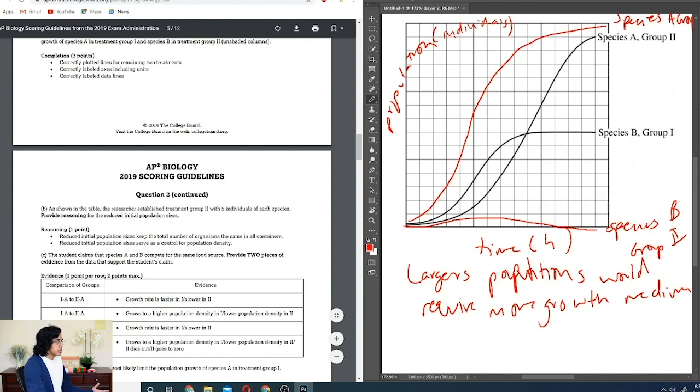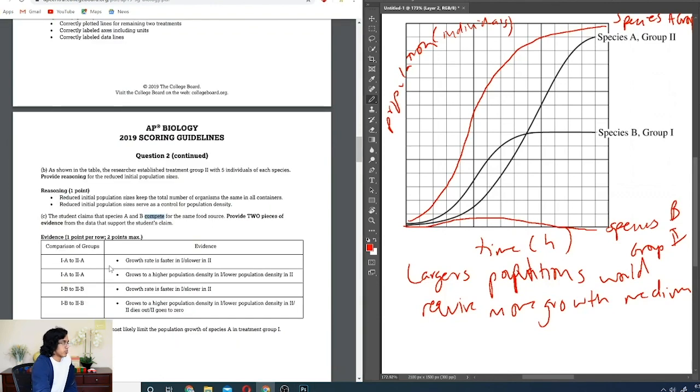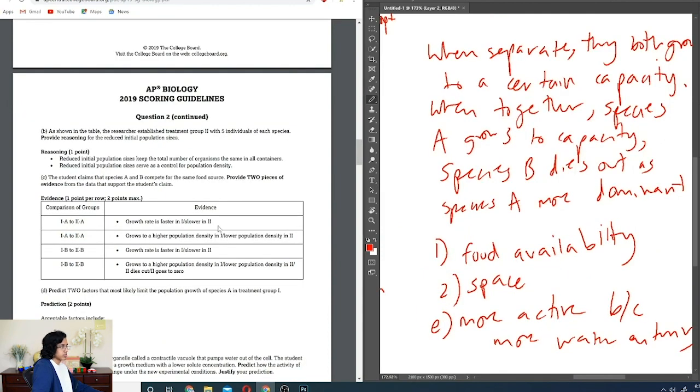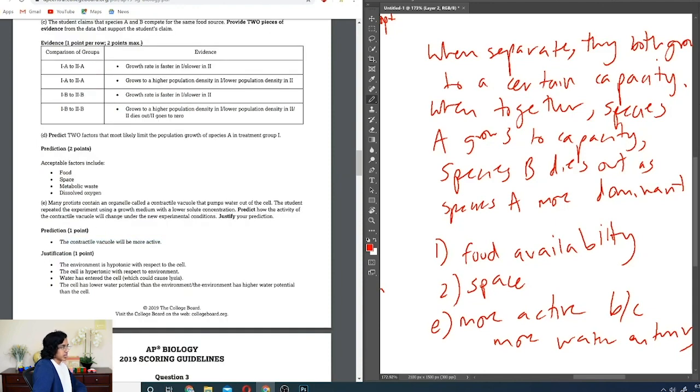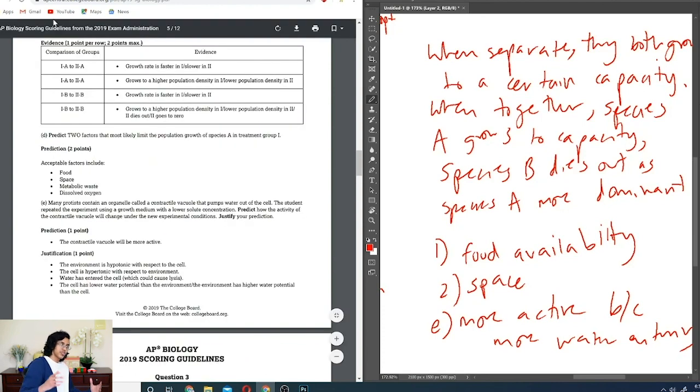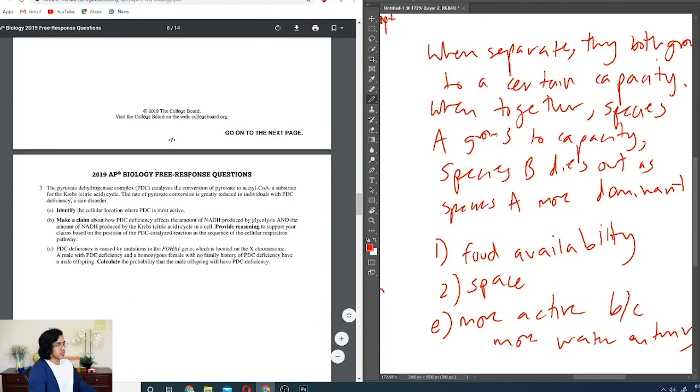Okay, and then for B, reduced initial population size, keep the total number of organisms the same in all containers. Okay, good. And then yeah, population density. Okay, so 1 point per row. So we got 1A to 2A. We did basically this one and this one. Okay, prediction, acceptable factors include food, space. We already got the first 2, epic. And then more active and more water is entering the cell. Okay. I think we're doing pretty okay. Let's get through this. Let's do the next one.